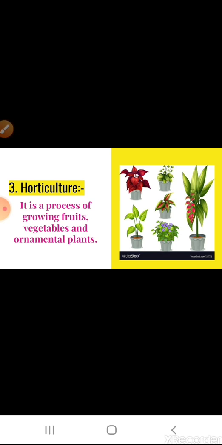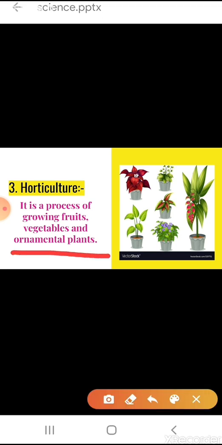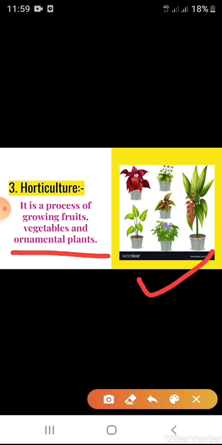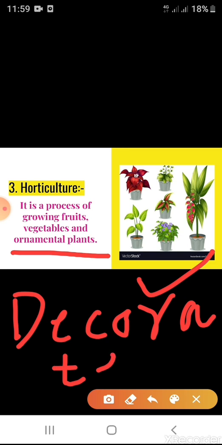Second term is agriculture. It is the process of growing plants on a large scale. You are able to see a picture on your screen. This picture is of agriculture. Whatever procedure a farmer needs to follow for growing plants on a large scale, the whole procedure is called agriculture.